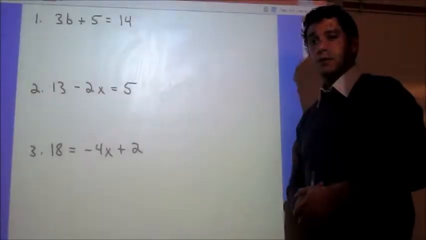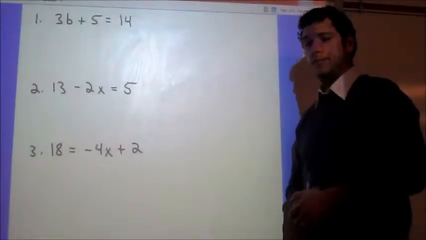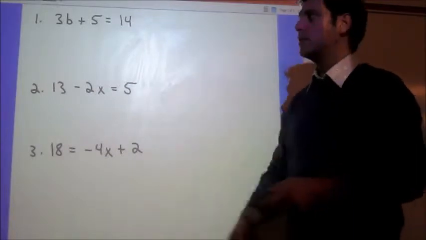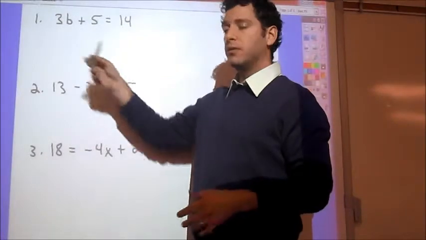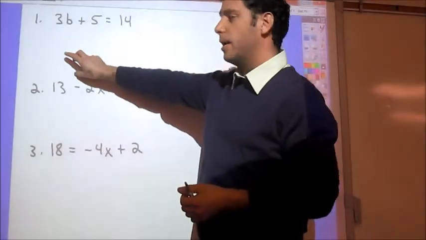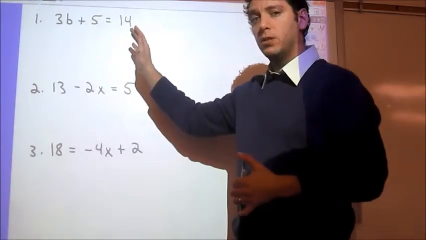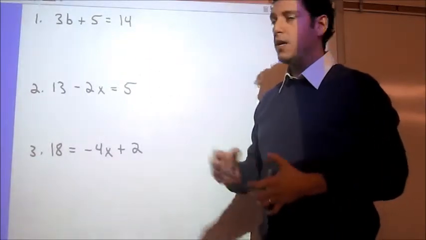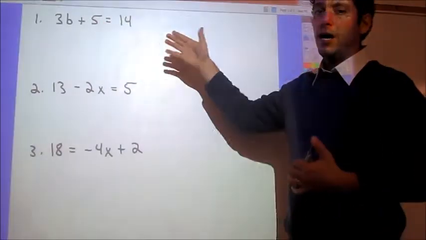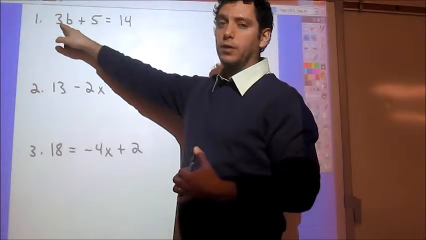Now let's try a few examples. Take number 1. 3b plus 5 is equal to 14. First thing we want to do is isolate the variable term. In this case, it's 3b. So if we wanted to visualize using a model, algebra tiles, we would have 3 variable tiles. We'd have 5 positive tiles, and on the right-hand side of the equal sign, we'd have 14 positives. And then we'd want to remove this 5, do the same thing on the other side, and then divide the remaining portion on this side by the number of variable tiles.